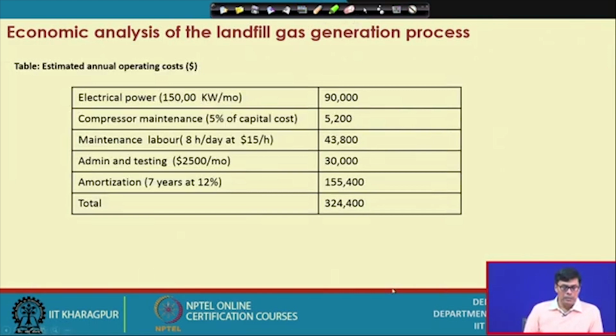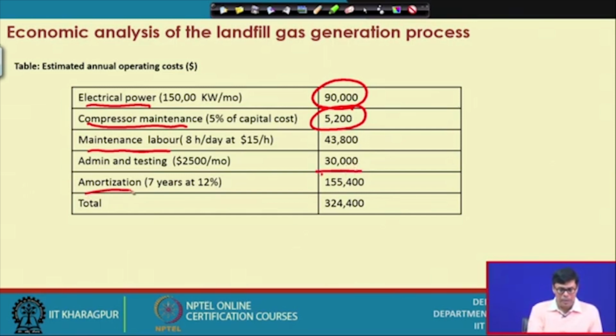And then the estimated annual operating cost. What they have found is the electric power consumption, on the basis of which they have found this is $90,000 US dollar. Compressor maintenance is $5,200 US dollar, 5% of the total cost. Maintenance labor is 8 hours per day at a rate of $15 per hour. It is coming about $43,800. Then administration and testing, on the basis of $2,500 per month, is coming about $30,000.